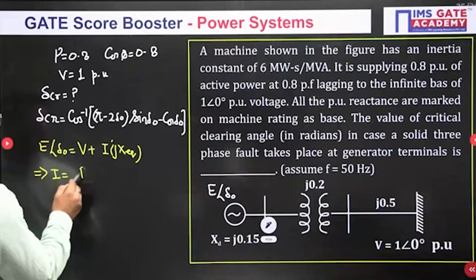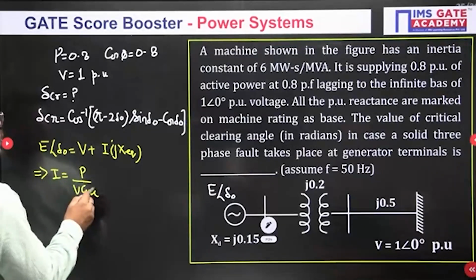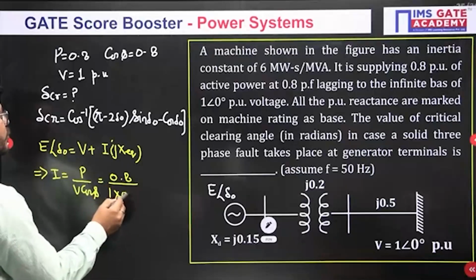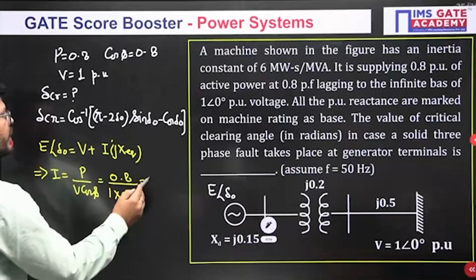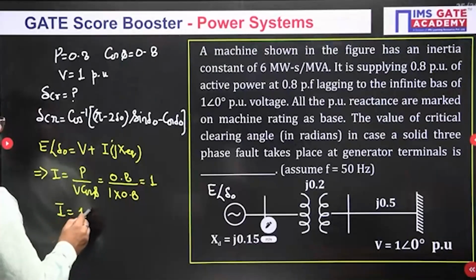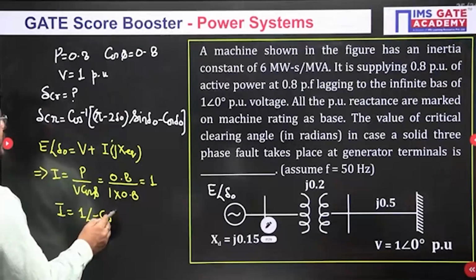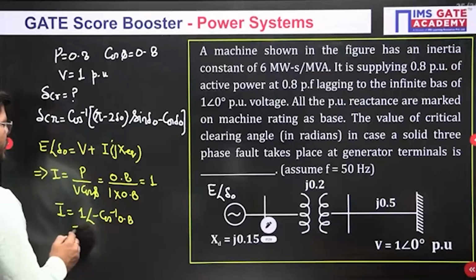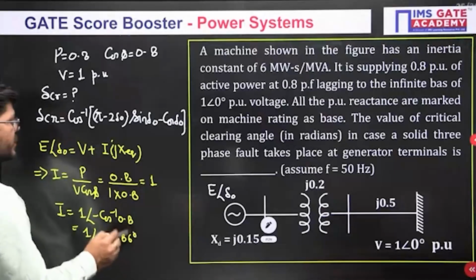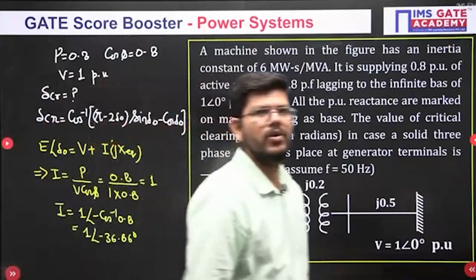How do we calculate the value of I? I will be P over V cos phi, so it is 0.8 upon 1 into 0.8. We will get 1, so the magnitude of I is 1. The angle will be minus cos inverse 0.8, so it will be 1 angle minus 36.86 degrees. This is how we calculate the value of current.